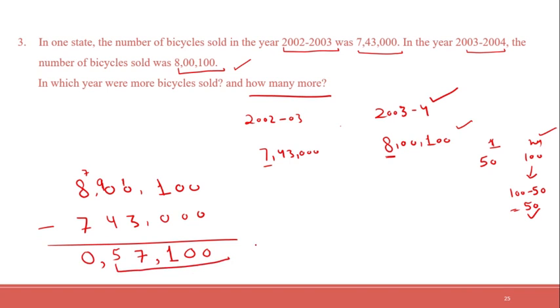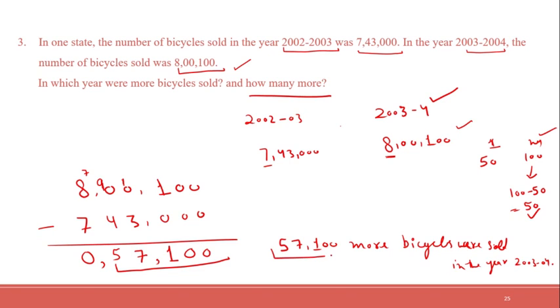That means this is the number, 57,100 more bicycles were sold in the year 2003 to 4, right? So this is the number. Hope you got it. Let's move to the next question.